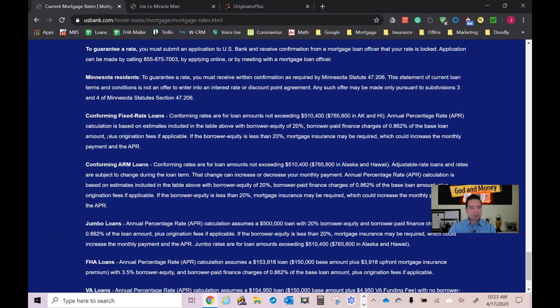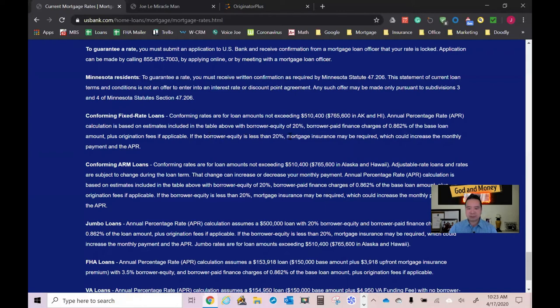And that's not the whole story. Plus origination fees, if applicable. Is a loan being originated? Yes, it is applicable. The industry average for origination fees is 1%. Some places are lower, some places are more, but keep that in mind. So far we uncovered 1% plus 0.862%.